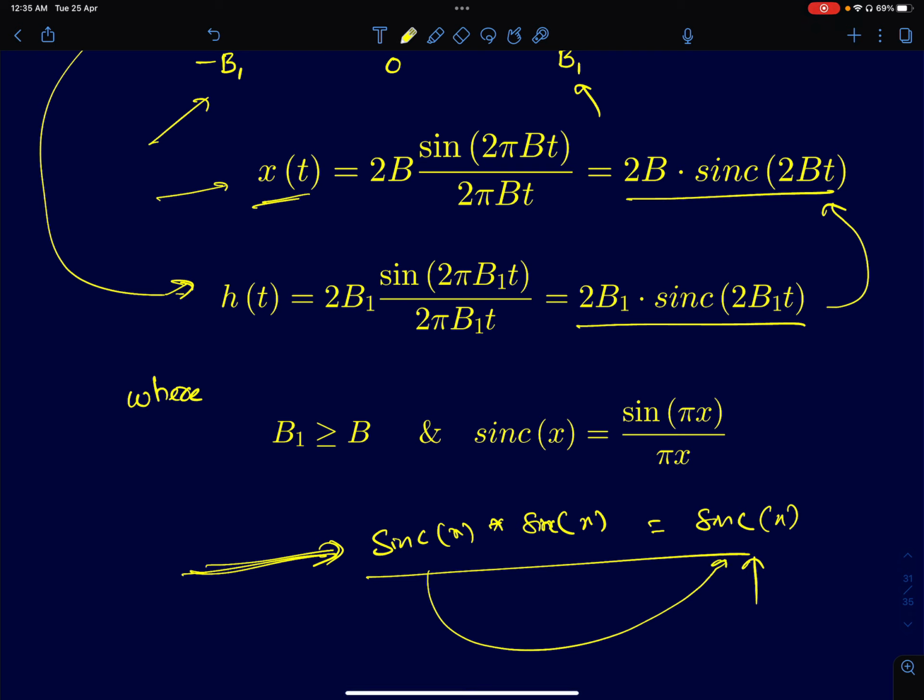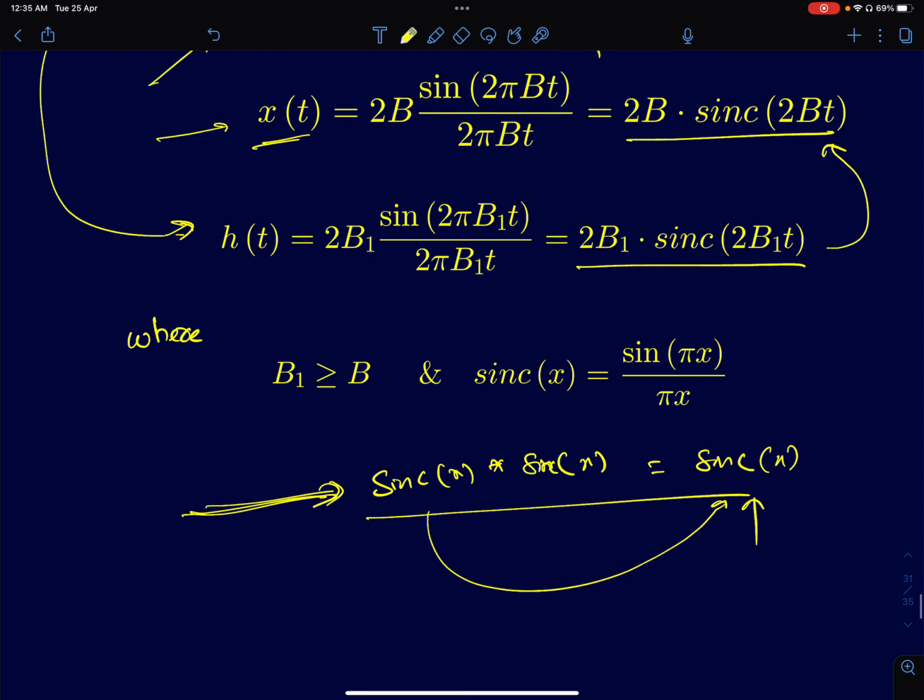A sinc function is the only function other than an impulse which obeys this condition, right? So if you convolve an impulse with an impulse, you get an impulse as well. So all I'm saying here is that the sinc function is another function which satisfies this condition.